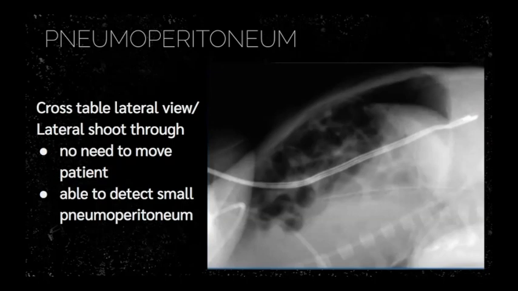and we don't need to wait for like 5 minutes after repositioning the patient. In this case it's quite sensitive to detect a small pneumoperitoneum. So like in this case, you can see there's quite an amount of air anterior to the liver, right? So these are all free air in the case of pneumoperitoneum.